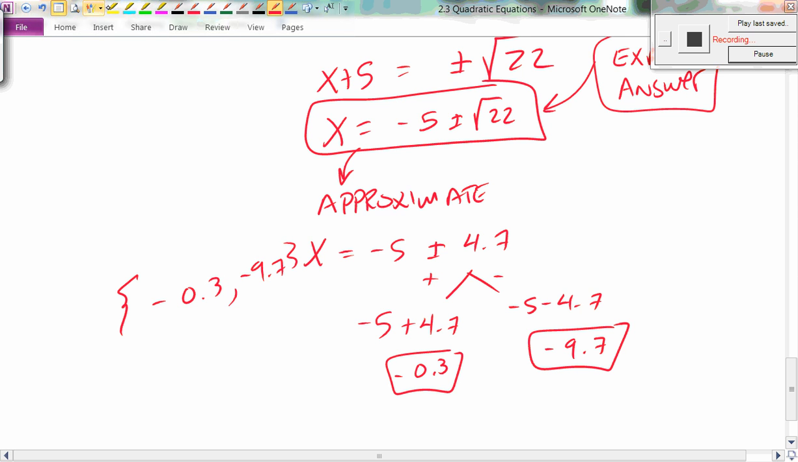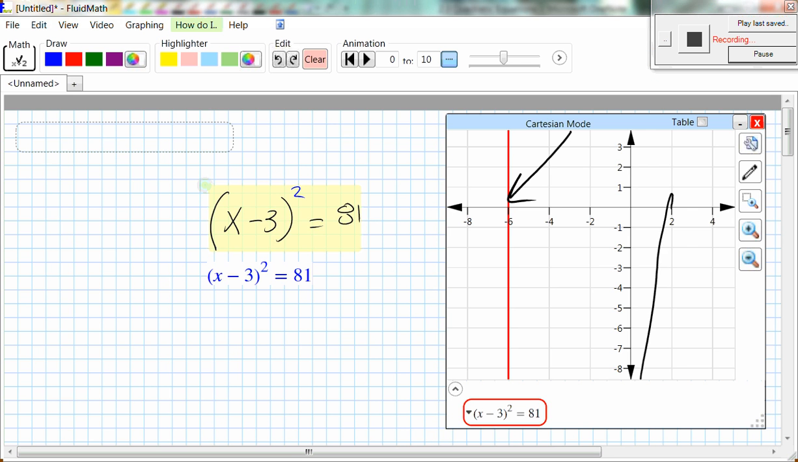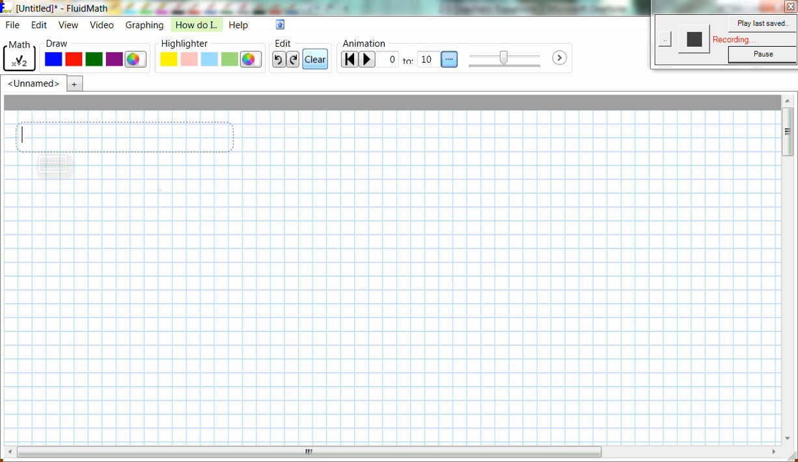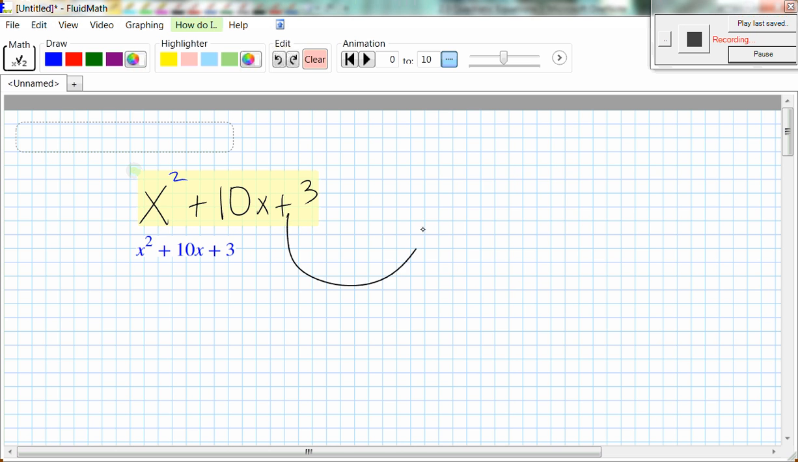Okay, let's see if this actually makes any sense whatsoever. Let's bring this up. We'll clear this out. So we had x squared plus 10x, right? And then it was plus 3. Did I do that right? All right, let's bring this up.